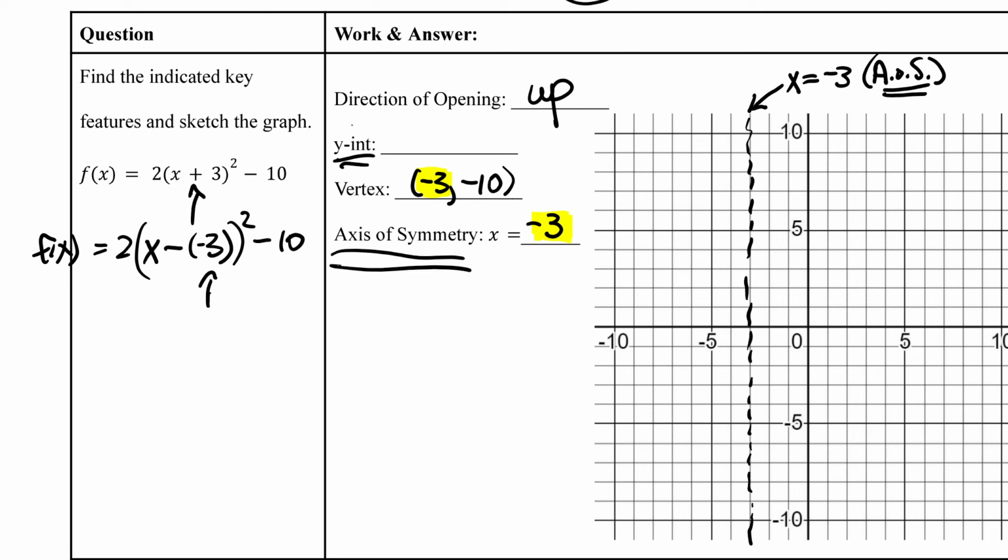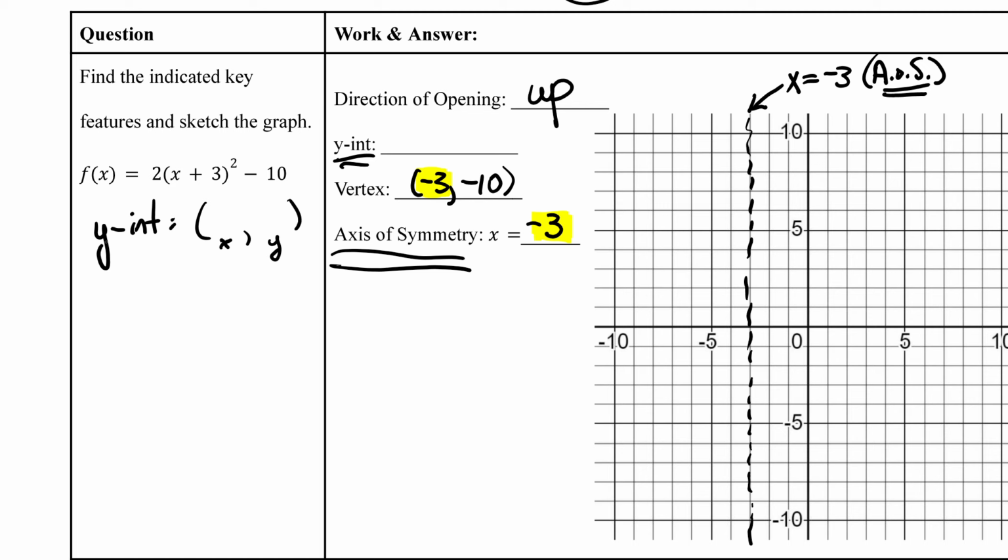All right, now the y-intercept. The thing to keep in mind about the y-intercept and the x-intercepts is that they always happen with the opposite. So for the y-intercept, x is 0. We know it's going to take the form of some point x and y, but if we're looking for the y-intercept, x is going to be 0. So I'm just going to plug that in. Instead of f of x, I'm going to say y.